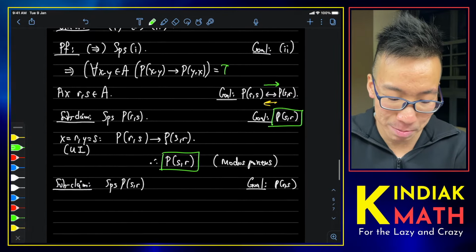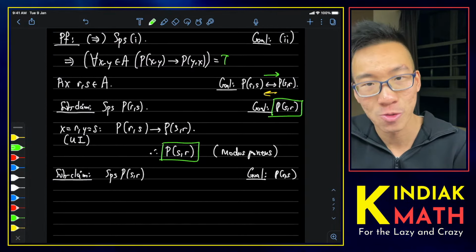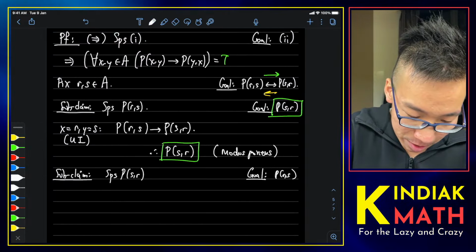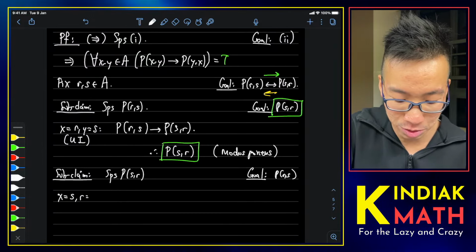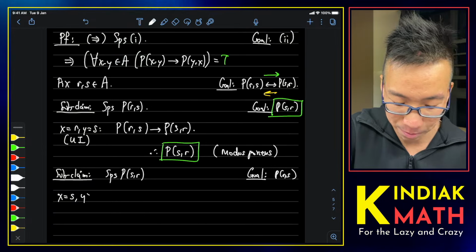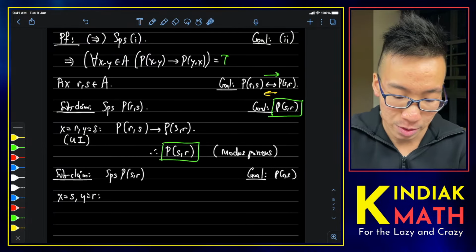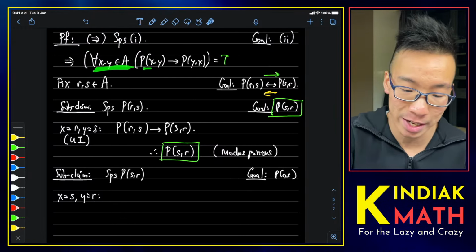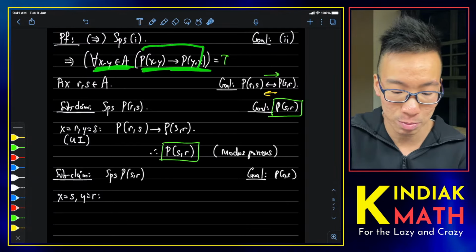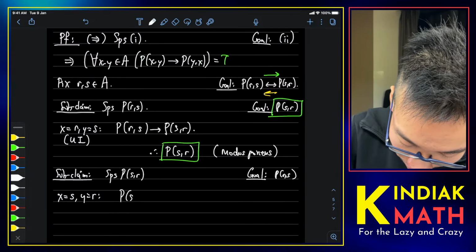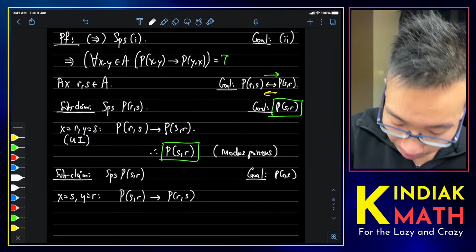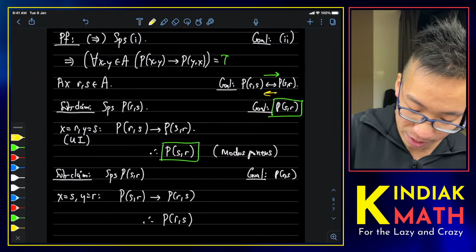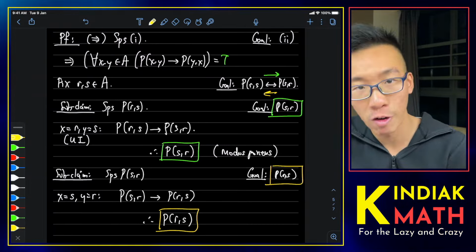The second one is what makes the question a little bit more tricky, right? This is where I pulled a sleight of hand. I substituted x equals s and y equals r into the given proposition. Since s and r are items in A, we can substitute x equals s and y equals r to obtain this implication. But once again, by modus ponens, we get PRS, which is precisely the goal that we were looking for.